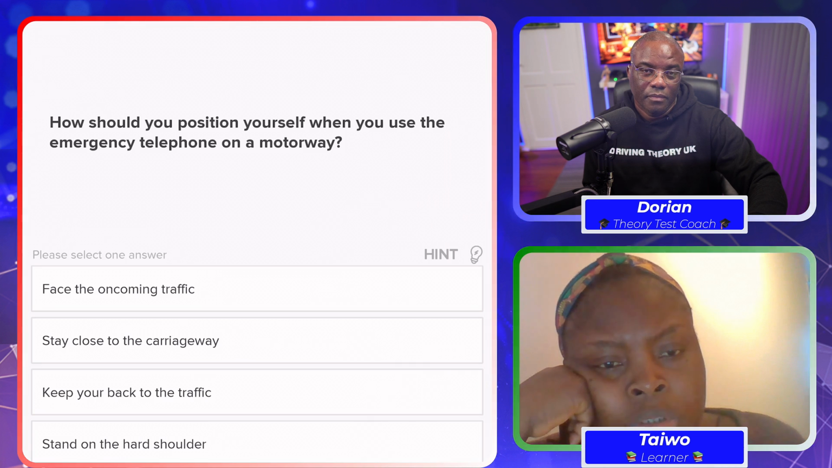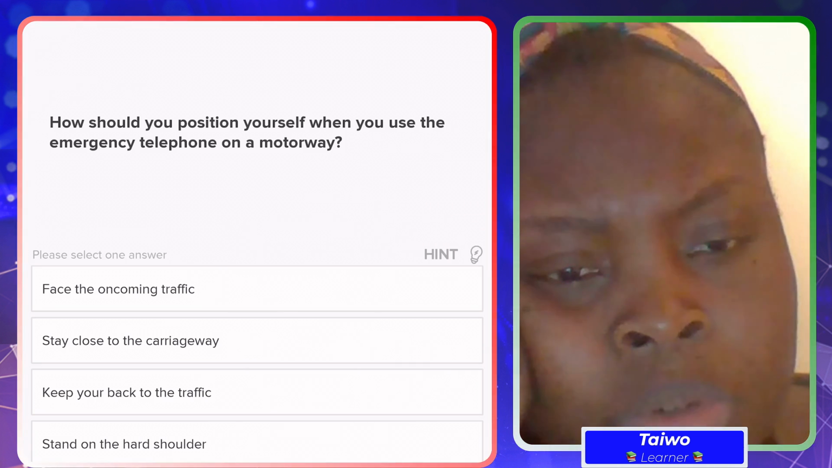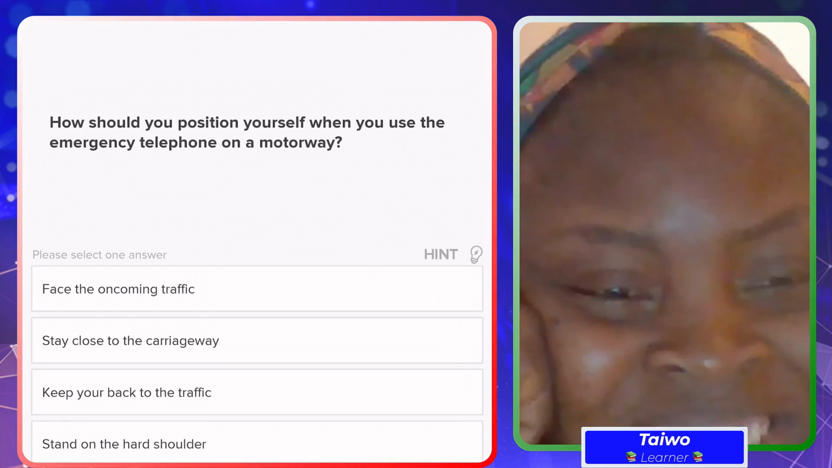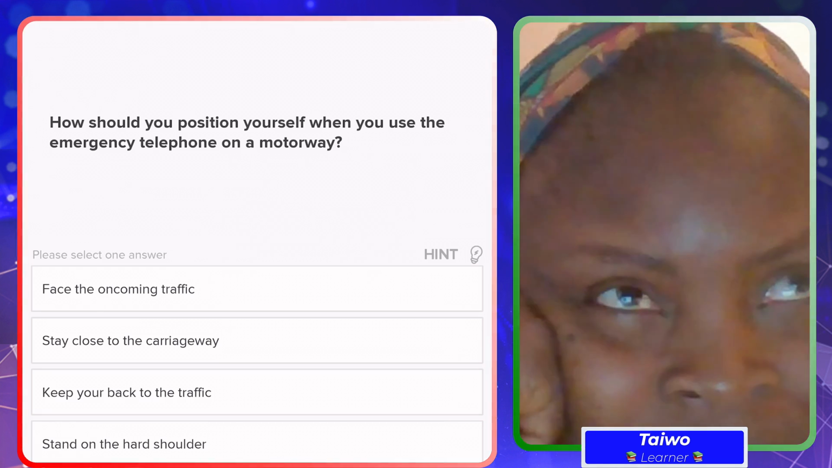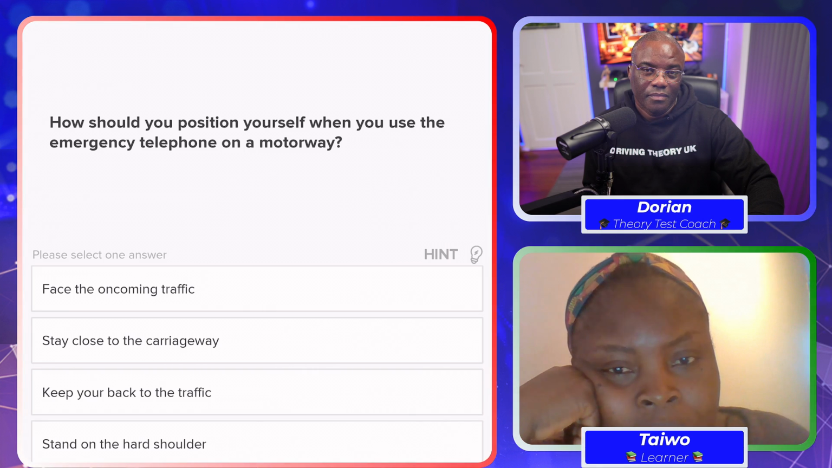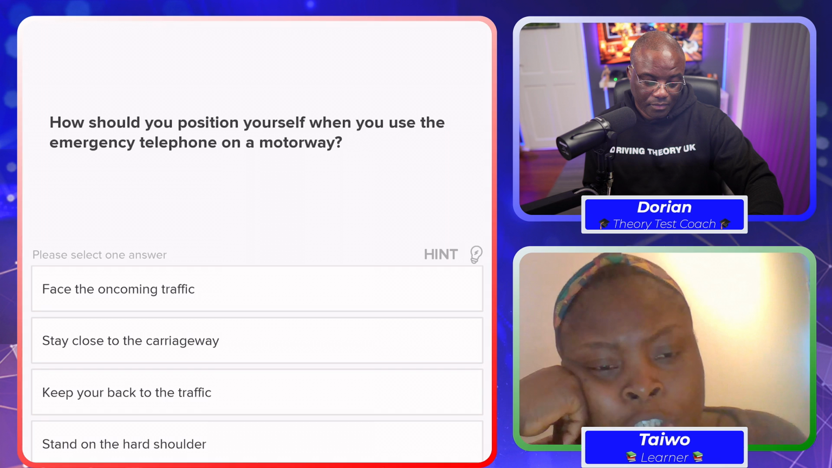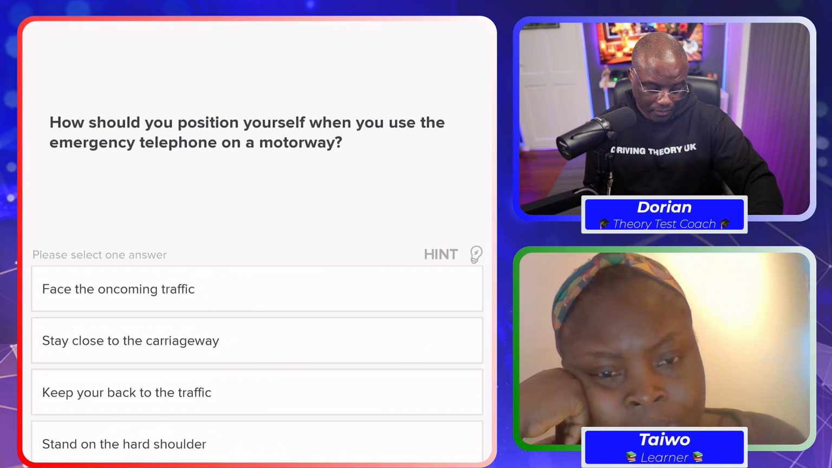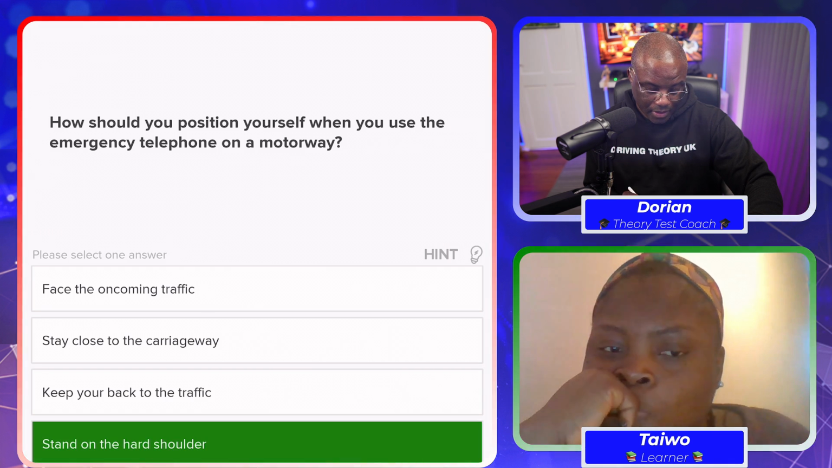How should you position yourself? Face the oncoming traffic. Stay close to the carriageway. Obviously not. Keep your back to the traffic. Emergencies. That's the hard shoulder. That's D. D. Okay.